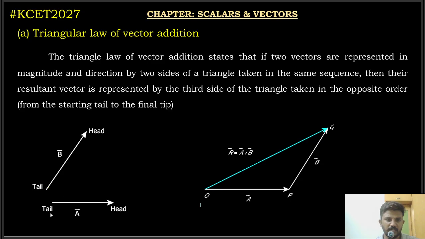Vector A and vector B. You can take vector A, which has a tail and head, and similarly vector B, which has a tail and head. What we will do is join the tail of one vector to the head of the other. The resultant, or sum, of these two is represented by the vector R, which gives the sum of A and B.